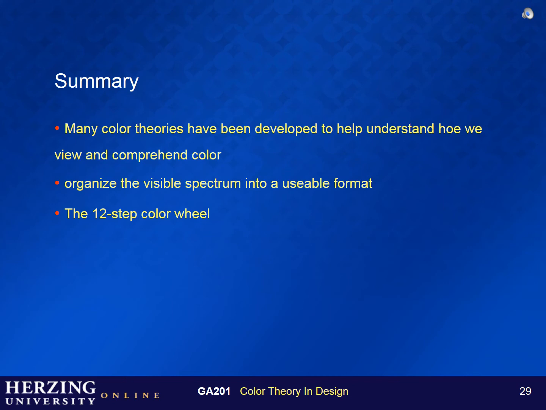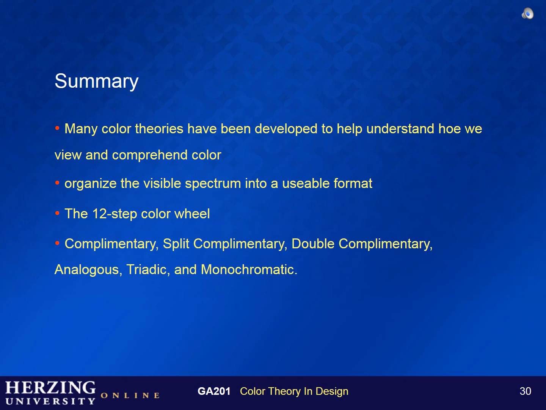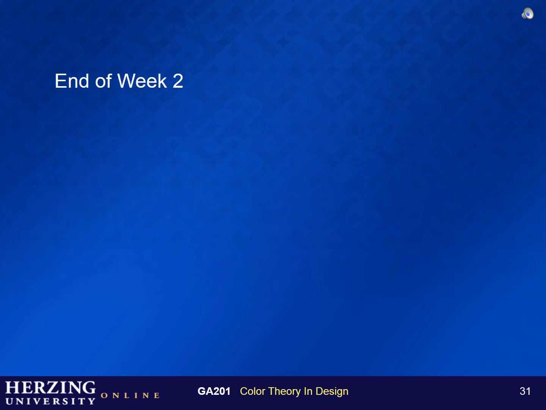The most commonly used color model is the 12-step color wheel. It provides a quick and easy way for designers to create harmonious palettes. The 6 most commonly used color harmonies are the complementary, split complementary, double complementary, analogous, triadic, and monochromatic. End of week 2.